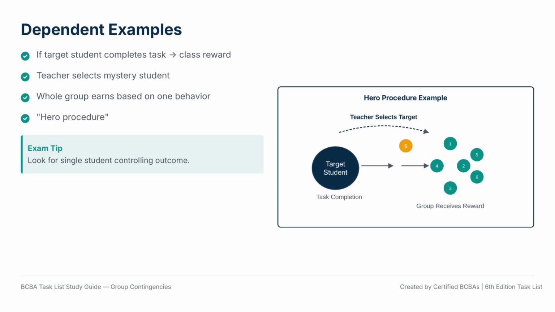Examples of dependent group contingencies include situations where, if a target student completes a task, the entire class earns a reward. Another example is when a teacher selects a mystery student and the group earns reinforcement based on that student's behavior. The key feature is that one individual controls the outcome for everyone. For exam questions, always look for that single point of control.